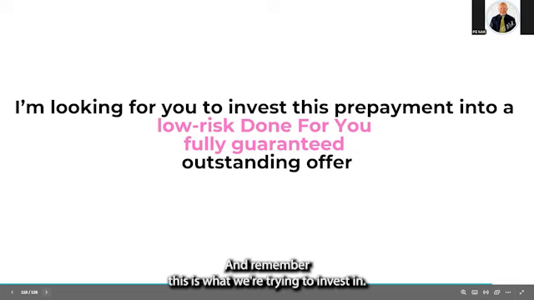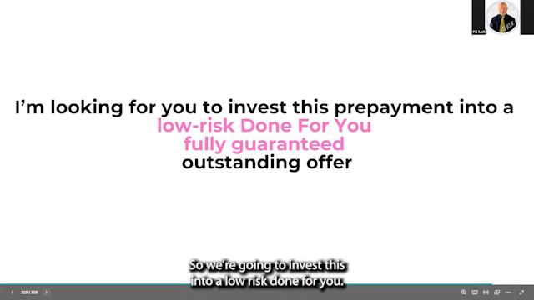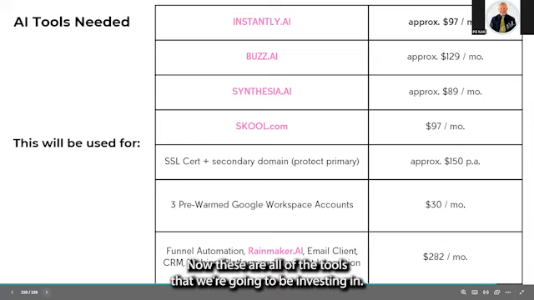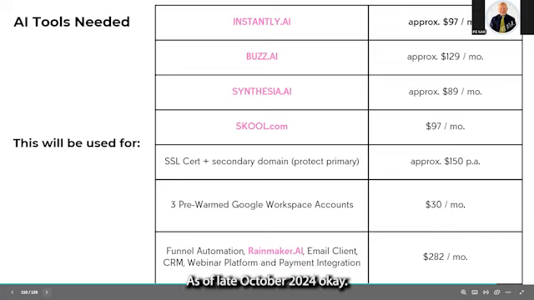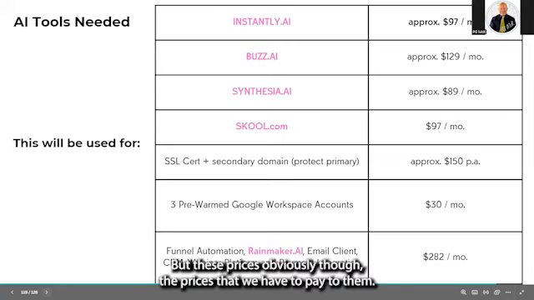So this is important. And remember, this is what we're trying to invest in. So we're going to invest this into a low risk, done for you, fully guaranteed, outstanding offer. Now, these are all of the tools that we're going to be investing in. Now, these prices are approximate, because remember, these are the prices that we're paying to these people. Now, you can go to these websites and you can see the prices are correct as of late October 2024.